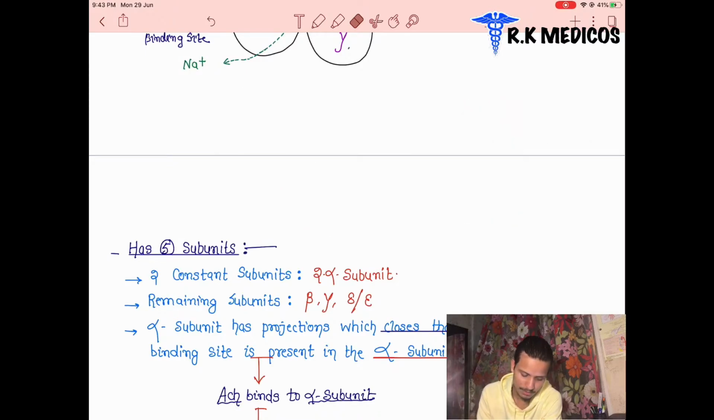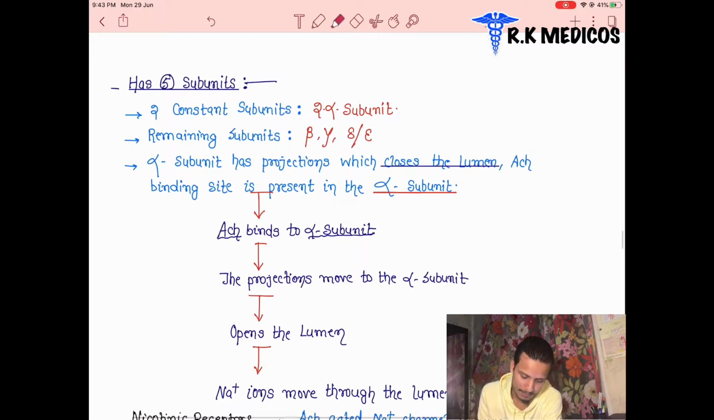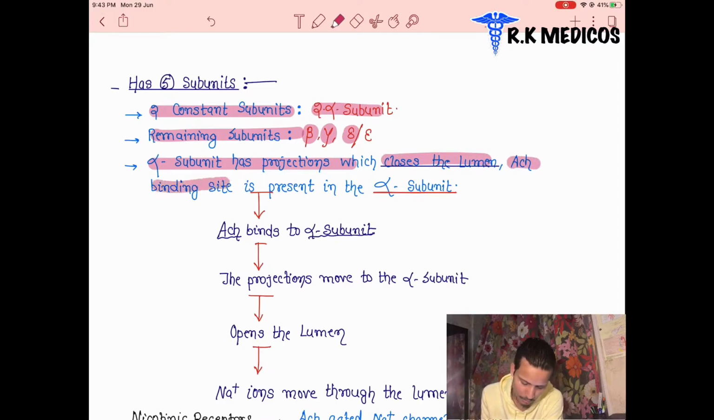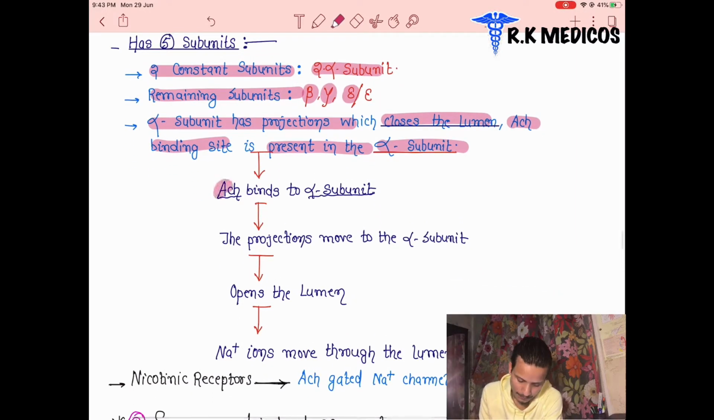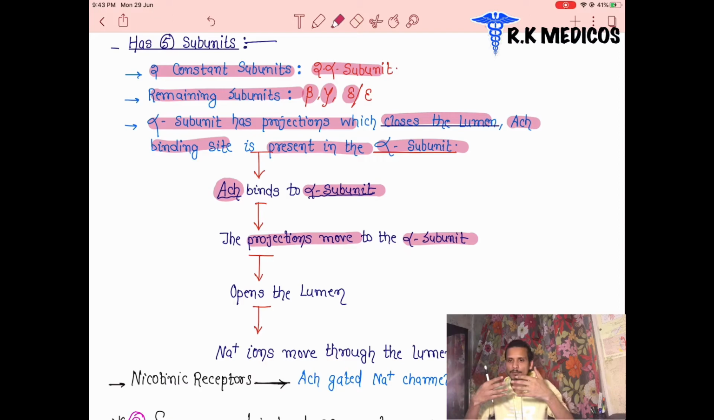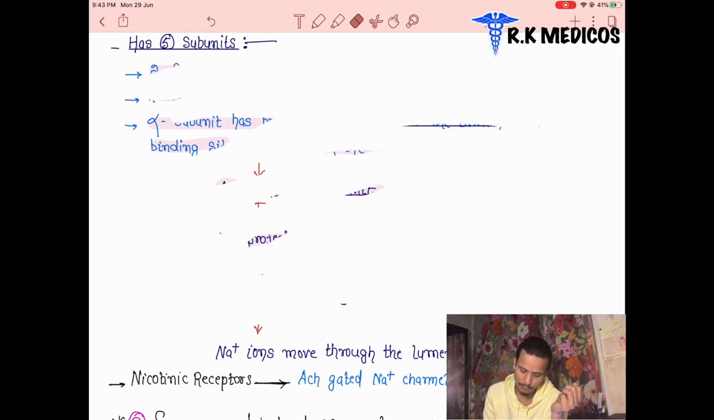The next point we discuss here is the pentameric structure we discussed. There are two constant subunits, that is two alpha subunits, and the remaining subunits will be the beta, gamma and delta. Alpha subunits have projections that close the lumen. Acetylcholine is binding to them, present in the alpha subunits. As we discussed, when the acetylcholine binds the alpha subunits, the projection moves away. When the finger-like projection moves, it opens the what? The lumen. The opening of the lumen, and what happened after the opening of the lumen?